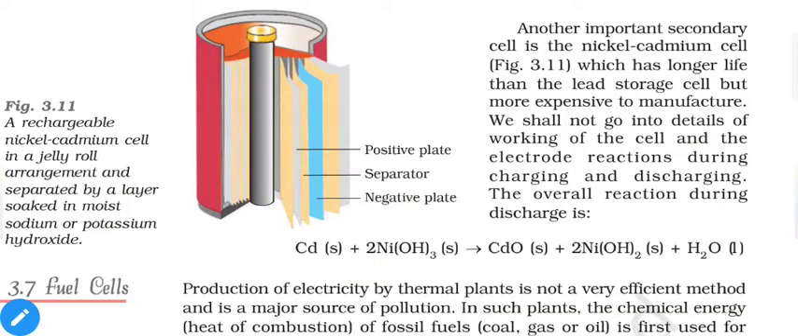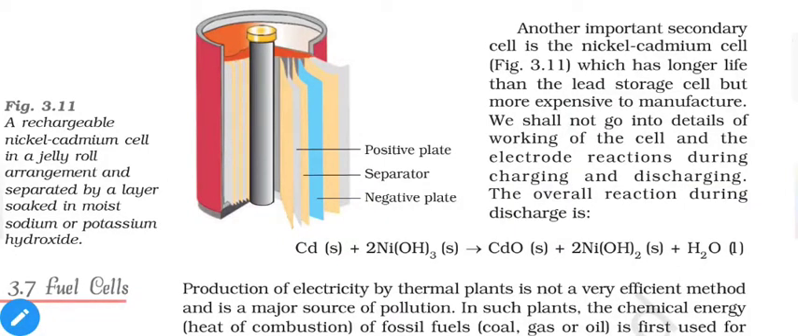Now the other important secondary cell is the nickel cadmium cell, which has a longer life than the lead storage cell but is more expensive to manufacture. So these types of cells are comparatively more compact than lead storage cells, but as mentioned, they are comparatively costly. So expensive to manufacture, that's why it will cost us more. But in certain cases we use these types of cells, as for example in cameras. Okay, so cameras use pencil cells which are rechargeable, and actually these cells are nickel cadmium cells.